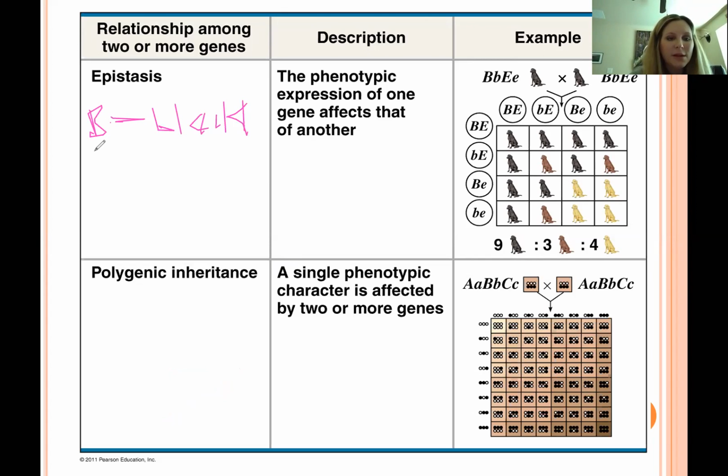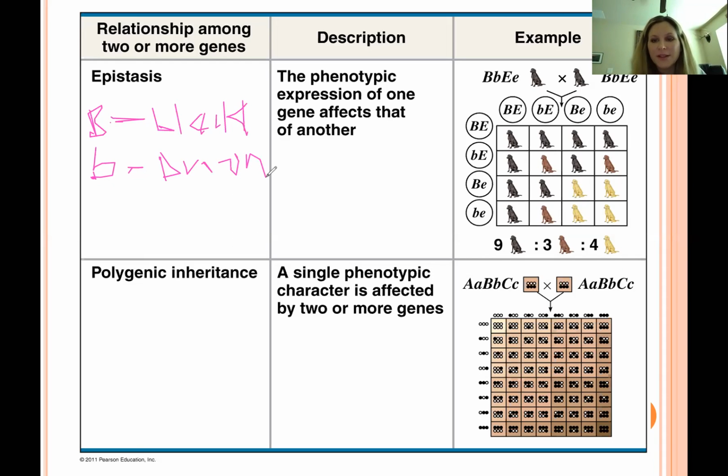Recessive is brown. Little b is brown. So if they are big B, they'll be black. If they're little b, they'll be brown. But the second gene has to also be dominant.